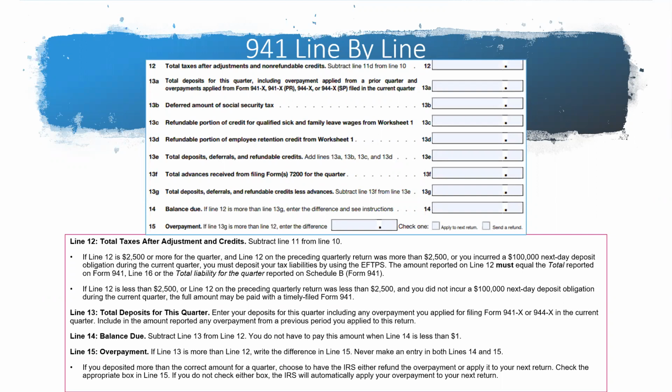13G, again, we're just going to do some math and we're going to subtract 13F from 13E. So if you got money from the IRS based off of the Form 7200 that was filed, you're going to go ahead and subtract that out so you don't claim it again.